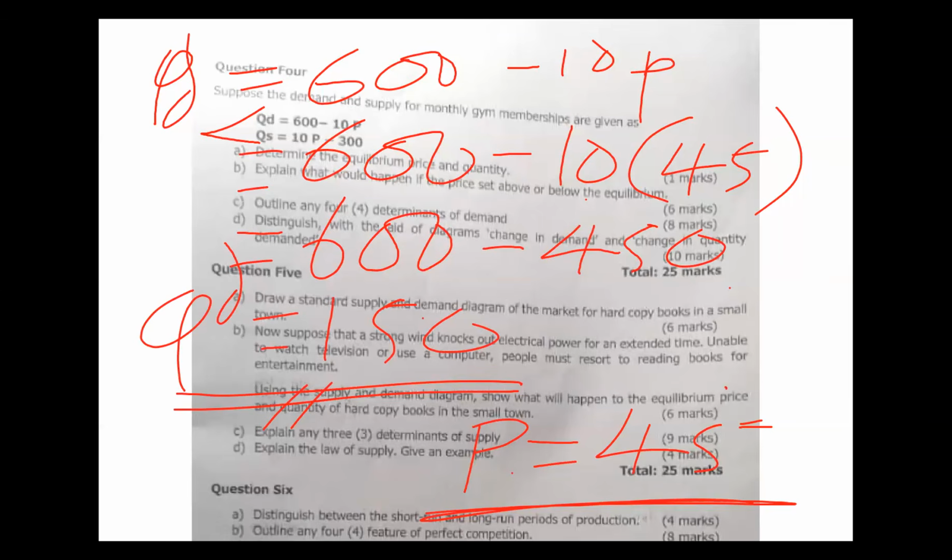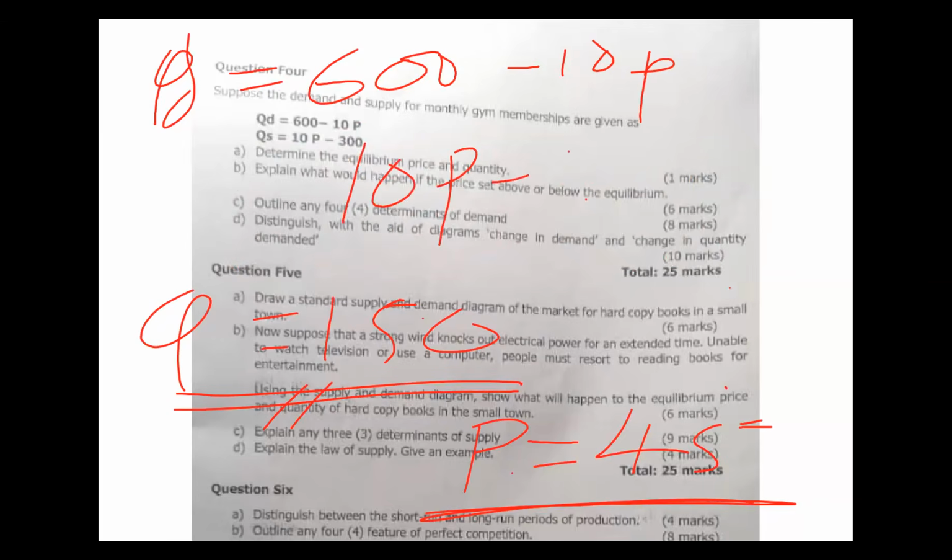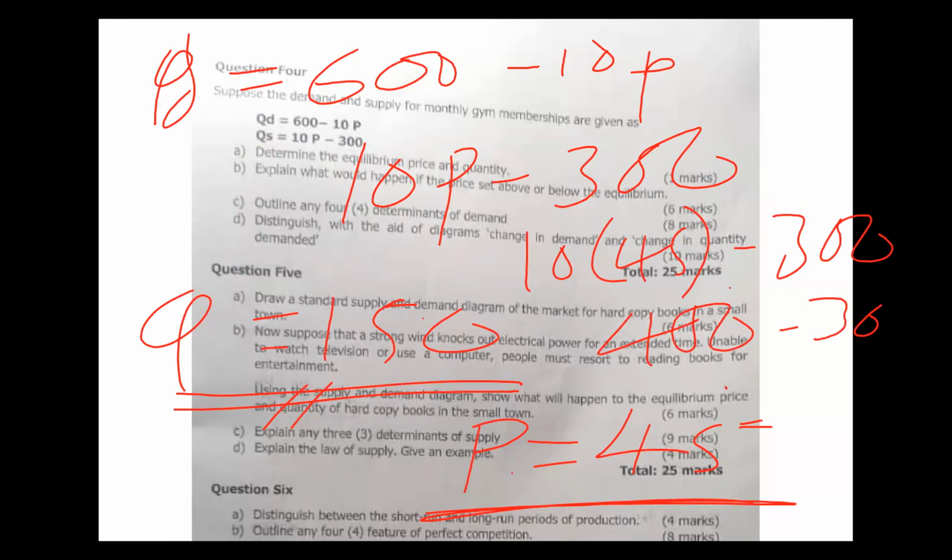Is there any question? Okay. You have seen that you can replace in either of the equations and still find the same answer. If you want, you can try this in the supply equation as well, where you have 10p minus 300. It will be 10 times 45 minus 300, so you have 450 minus 300, which gives you 150 as the quantity. Still the same answer.